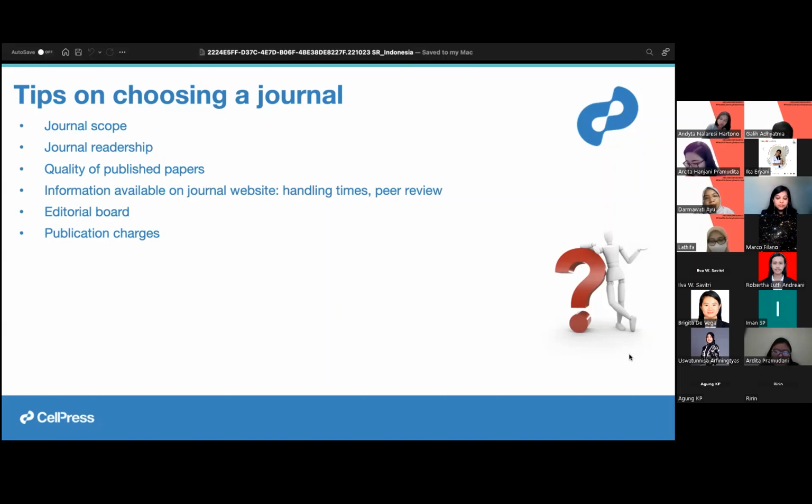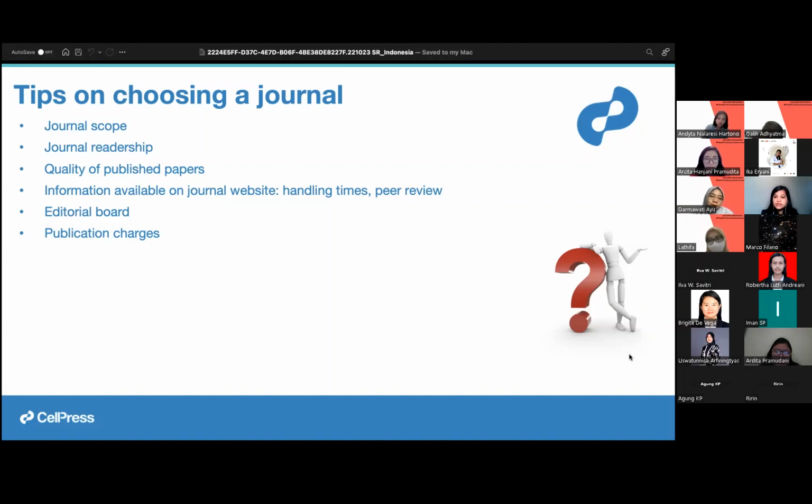So for example, handling times. If you submit a paper, how long does it take for the editor to decide whether they're sending it out for review or not, which is called the initial decision? How long does it take for the peer review process? If you submit a paper, it's been peer reviewed and it gets published, how long is that? So they give you all of these time frames. There's a lot of other information that they'll provide as well.